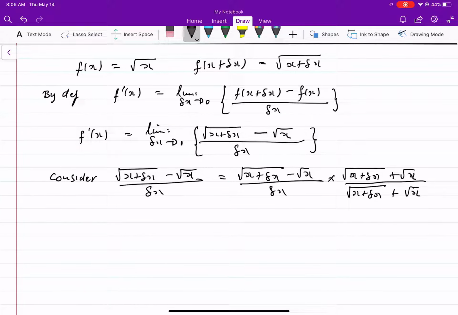I'm rationalizing my numerator. And how do we do that? Multiply the first two, minus multiply the last two. Remember, the middle terms will always cancel out. So root of x plus delta x times the same root of x plus delta x is x plus delta x. Y'all gotta excuse me for a minute.